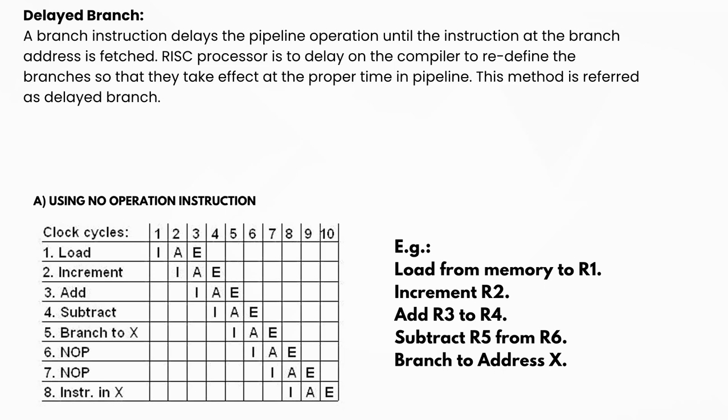When we find the branch to X, we need two no operations. One updates the pipeline, and the other empties the pipeline before fetching the new instructions. So we need to insert NOP operations. The sixth is a NOP, the seventh is a NOP, and finally the last is the instruction in X. Here we are using 10 clock cycles for 8 instructions.